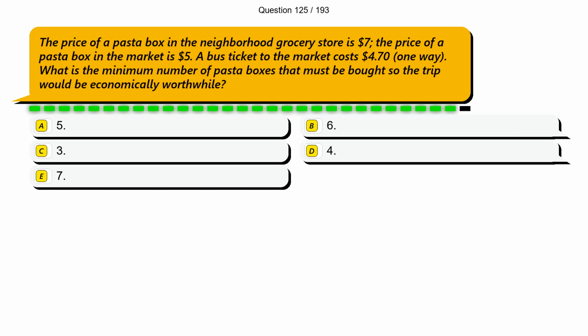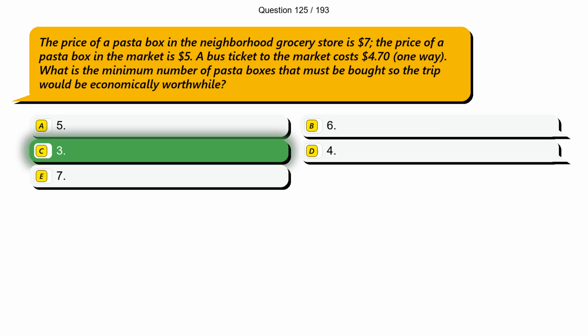Question 125. The price of a pasta box in the neighborhood grocery store is $7. The price of a pasta box in the market is $5. A bus ticket to the market costs $4.70, one way. What is the minimum number of pasta boxes that must be bought so the trip would be economically worthwhile? Option A 5, option B 6, option C 3, option D 4, option E 7.